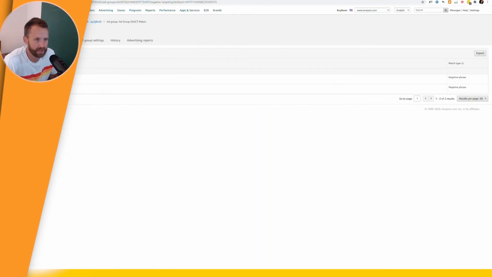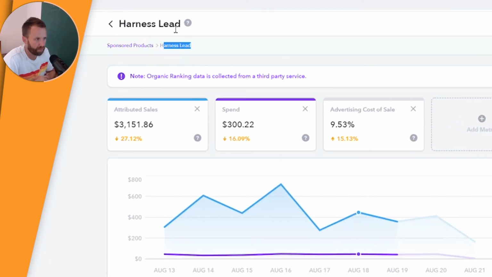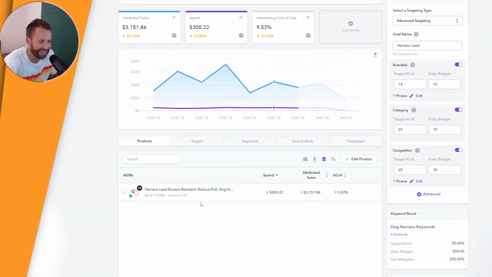So this is, yep, I wanted to show that. Now here I am. This is my harness lead goal. Perpetua divides it into a goal. This is all one product. It's a variation. I have a bunch of different things, but here's where I kind of control it all.